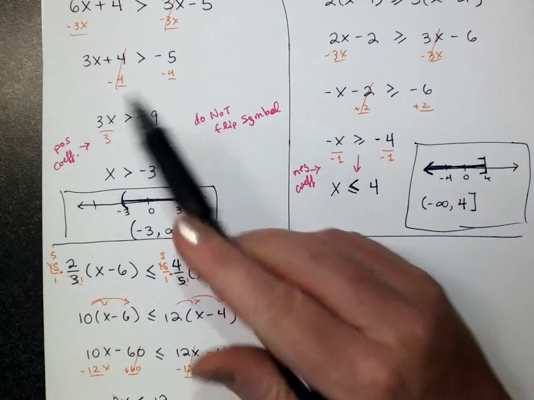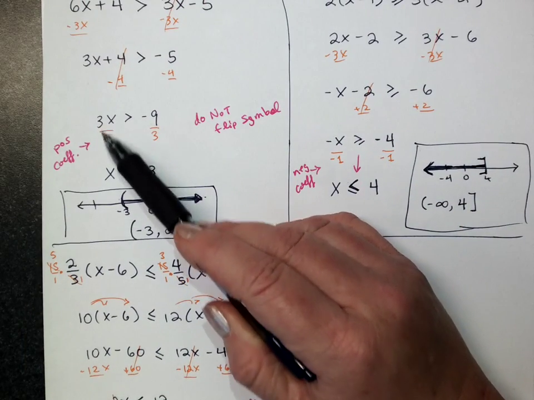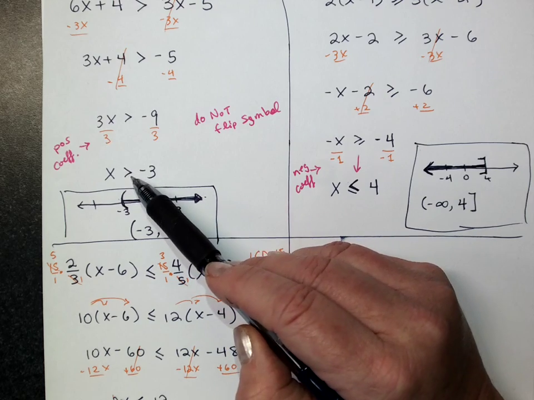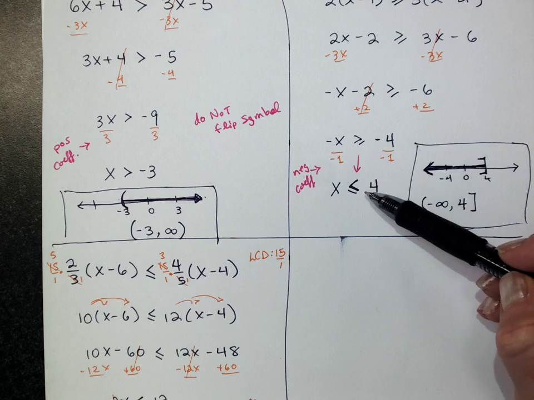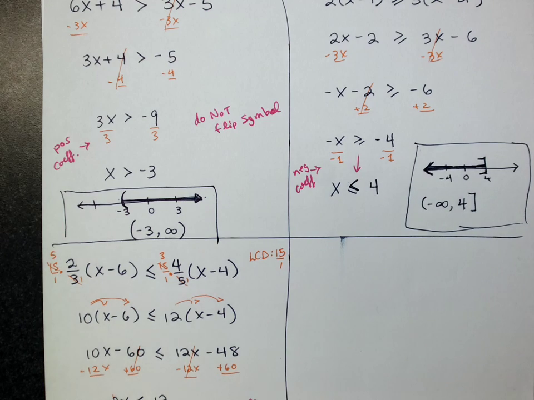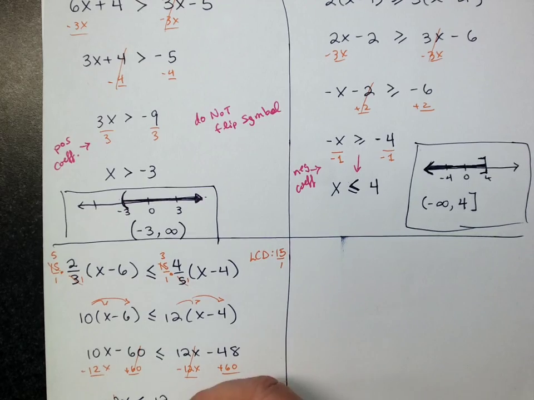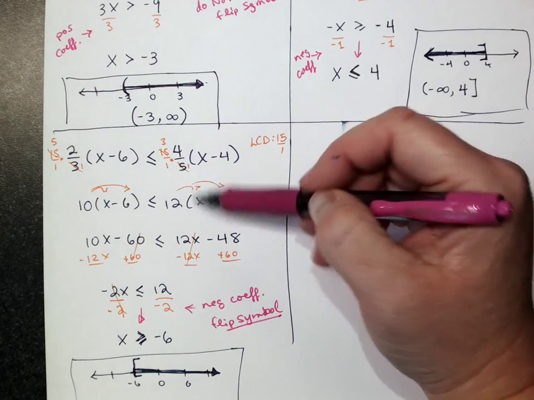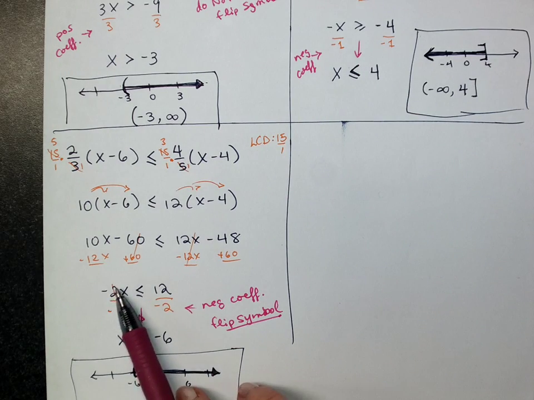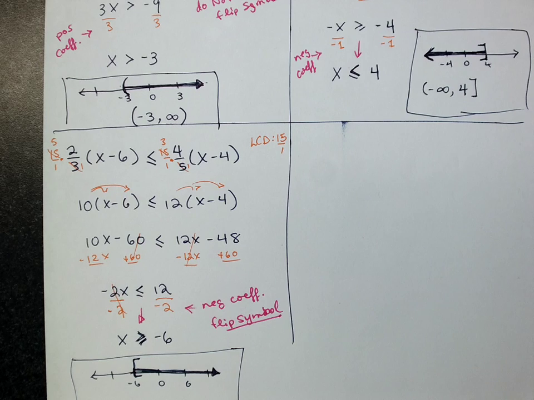Here, our coefficient was positive. So the symbol does not get flipped. Here, the coefficient is negative, a negative 1. Therefore, the symbol is flipped. It's purely and only based on if your coefficient is negative. It doesn't matter any other negative signs. It doesn't matter what happened before up here. The last step, if that's a negative in front of the x, the symbol gets flipped. Good. Other questions?